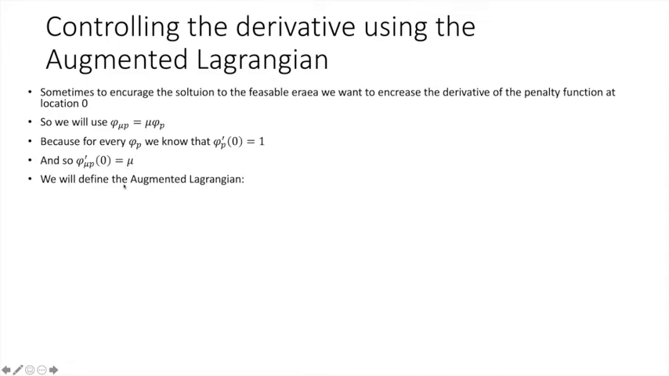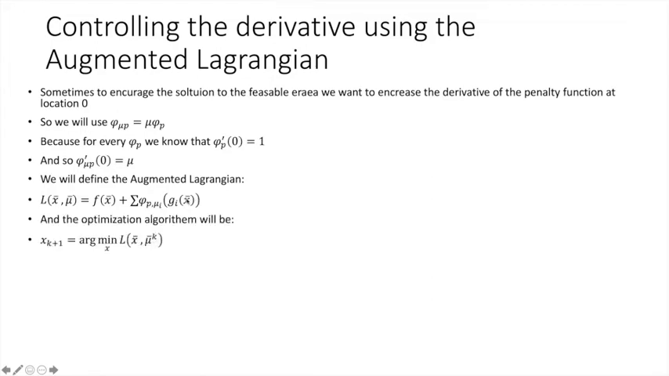And so we will define the augmented Lagrangian as L of x, mu as f(x) plus sum of phi_{p mu_i} over g_i(x). And the optimization algorithm will be x at iteration k+1 is equal to arg min over x of L(x, mu_k). Mu_i in iteration k+1 is phi prime of p mu_i^k g_i(x).